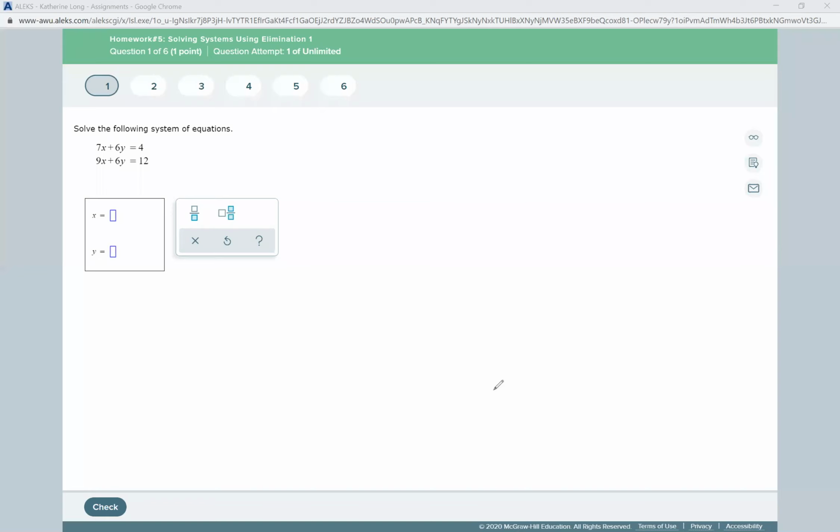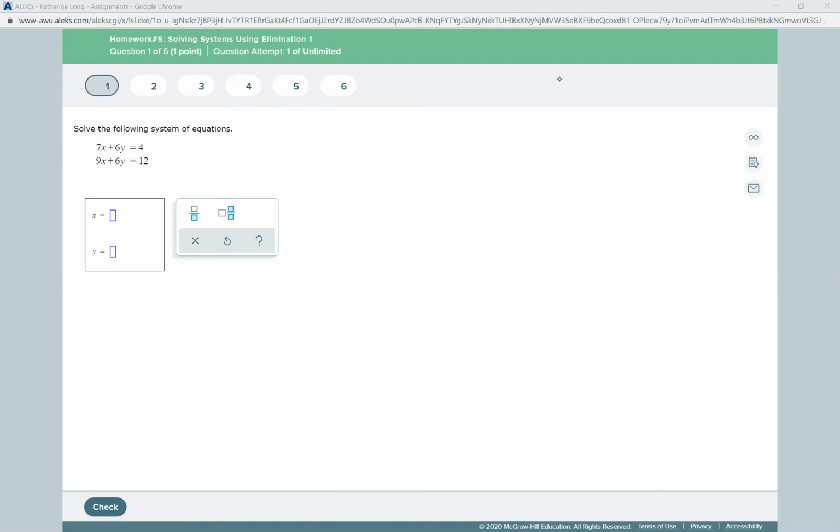Okay, this is homework number 5, and these problems really are not going to vary too much from the notes. So if you watch the notes, you're seeing the same exact problems here. So I have 7x plus 6y equals 4 and 9x plus 6y equals 12. So you always want to make sure that everything's lined up. And they are, okay? So everything's lined up.